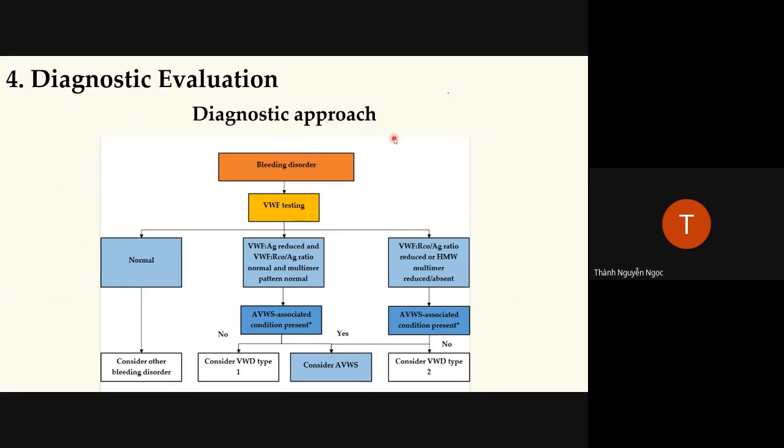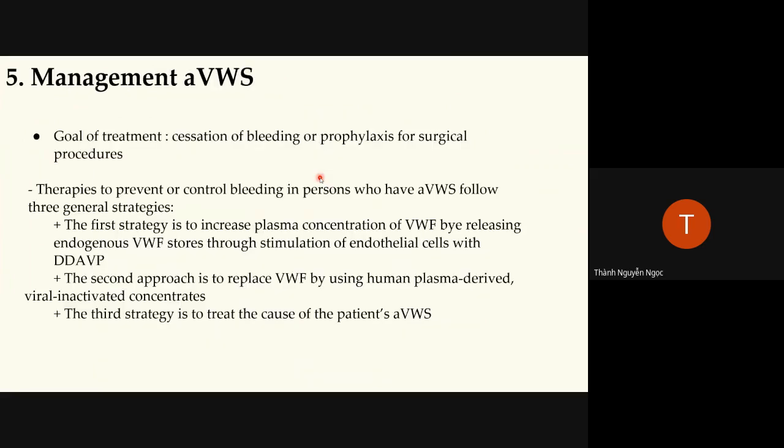And here's a diagram to help you have a more intuitive view. Next. Management of aVWS and goals of treatment: cessation of bleeding or prophylaxis for surgical procedures. Therapy to prevent or control bleeding in persons who have aVWS follows three general strategies. The first strategy is to increase plasma concentrations of VWF by releasing endogenous VWF through stimulation of endothelial cells with DDAVP.